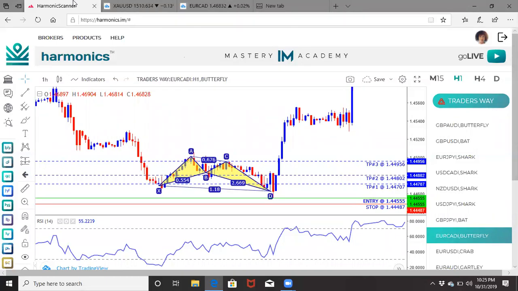So if I could have the first person to write the first pair. It has to be off the scanner. Yeah, absolutely, we're doing scanner trading. It has to be on the H1 time frame, trader's way, off the harmonic scanner. Can someone put a pair for me in the chat? The first pair is what we're gonna work with.